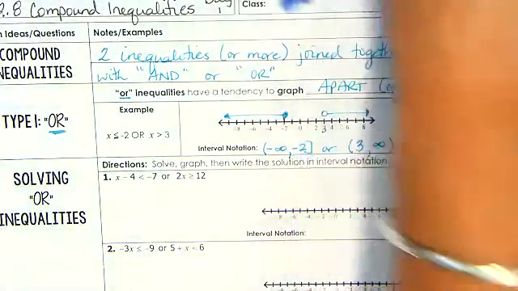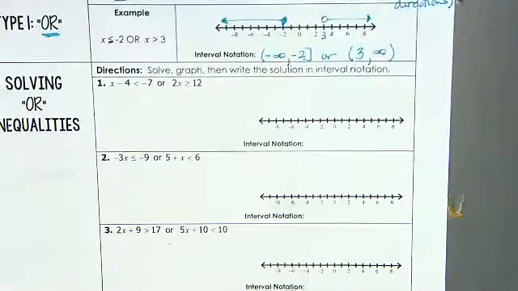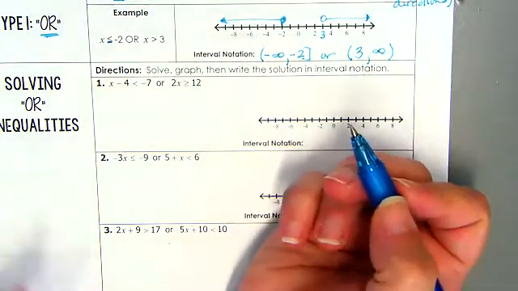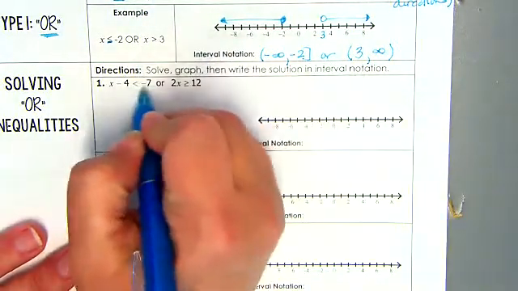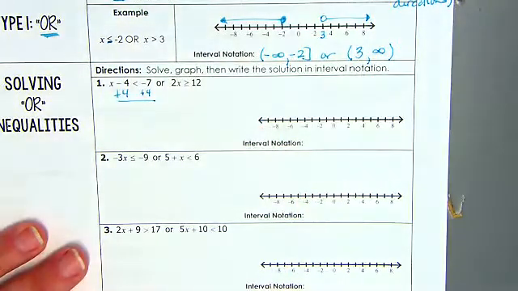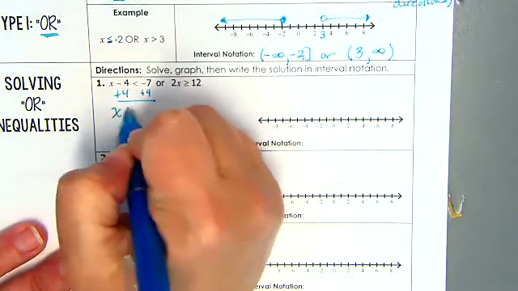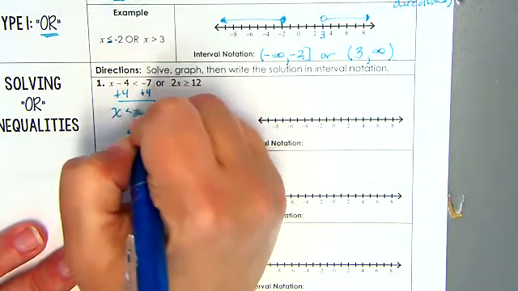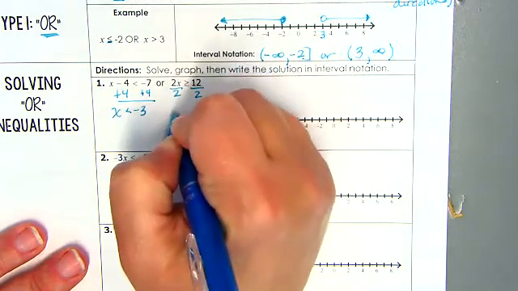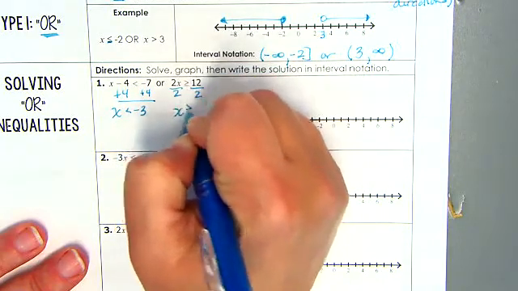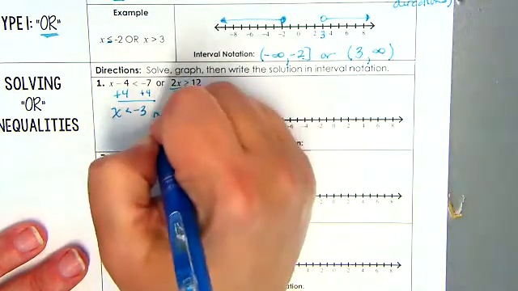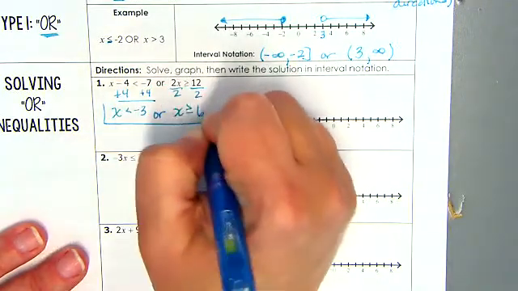All right, let's work a couple of examples where we actually have to solve some stuff in there. All right, so I work each problem, each inequality, separately. So I'm going to add 4, and I'm going to end up with x is less than -3. Divide by 2, and I have x is greater than or equal to 6. My answer is this with an "or" statement between it.